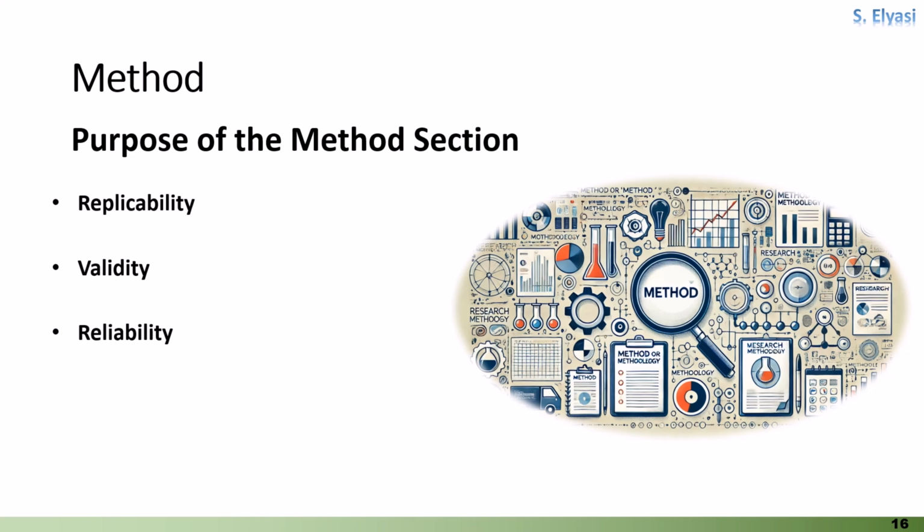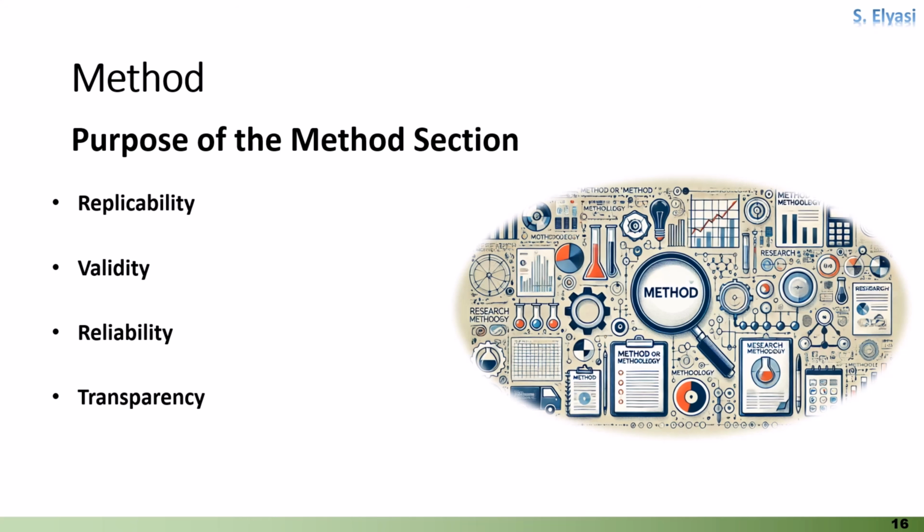Reliability pertains to the consistency of a measure or method. A reliable method produces similar results under consistent conditions. In the methods section, detailing how reliability is ensured or measured is vital to establish trust in the results across different studies and contexts. Transparency.